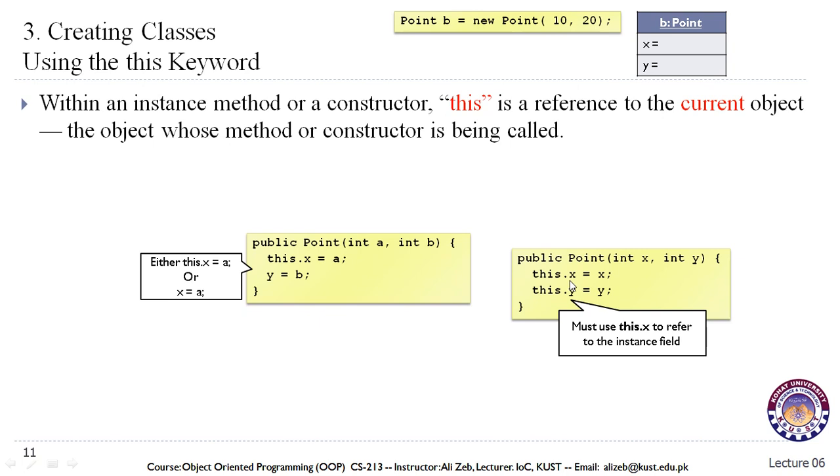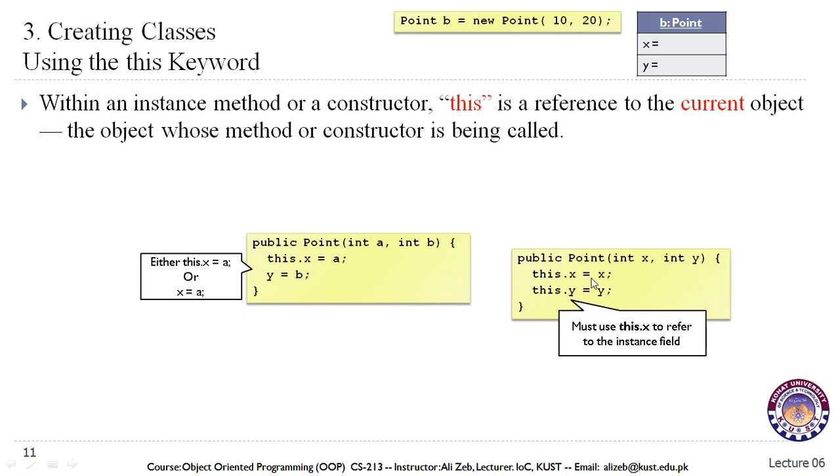So the variable that has this keyword with it, this dot the variable name, is the instance variable that I declared in the class, and this other one is the variable that I have passed as a parameter to this method or this constructor. And this is local to this constructor, and the one with this keyword is the instance variable that I have declared in the class. Same is the case with the y.